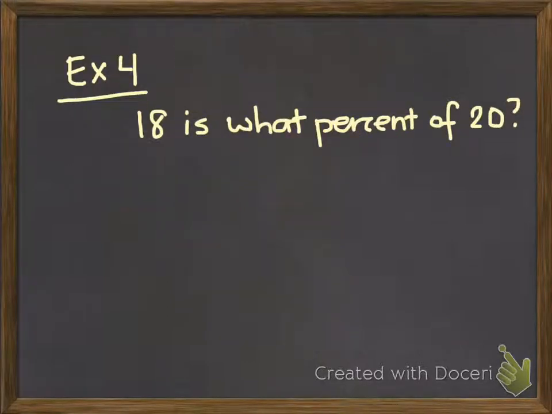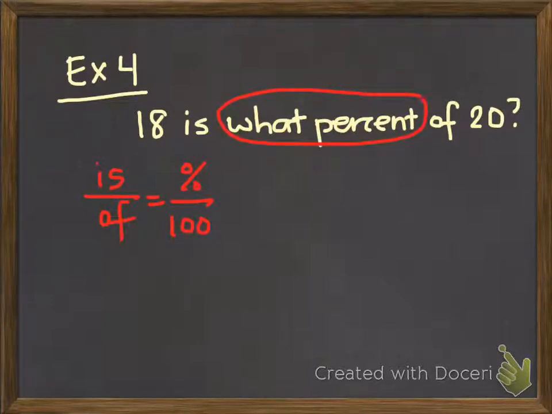Okay, example 4, 18 is what percent of 20? The is goes over the of, the percent goes over 100. So the first thing we look for is the percent. So right here it says what percent. So we really don't know what the percent is. So then that would be x over 100.